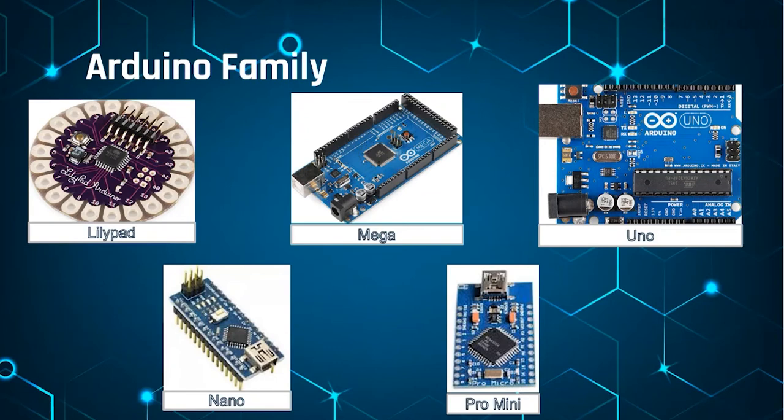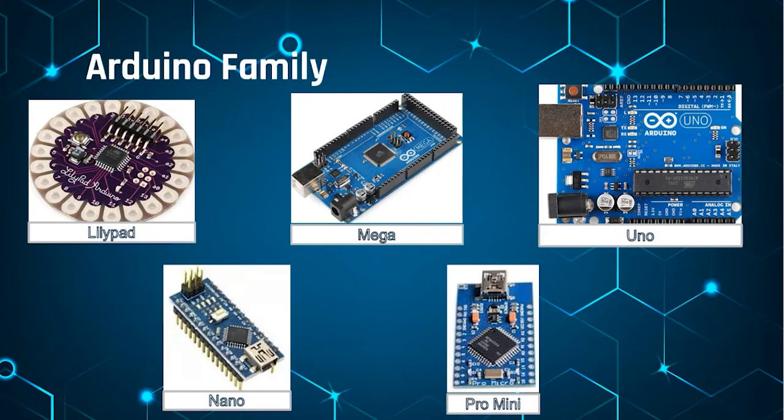Now, let us explore some of the boards of the Arduino family. Starting from the left in this slide, the first board is Arduino Lilypad. Then, in the downward direction, there is the famous Arduino Nano board, which we will be using in our sessions. Then is the Arduino Mega, which is the most powerful Arduino board among these. The smallest one available here is the Arduino Pro Mini, and the last board is the Arduino Uno, which we will also see in our sessions.